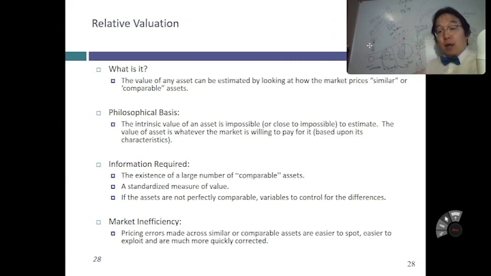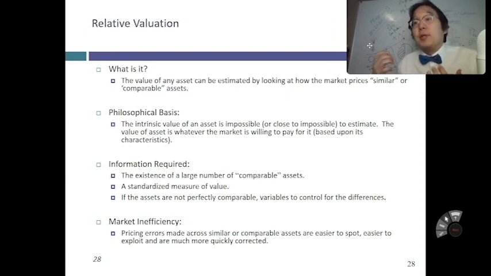If the assets are not perfectly comparable, you need variables to control for the differences. So sometimes the common denominator may be absent. In that case, you have to come up with some other alternative measures, or control for those specific situations. And these kinds of things you're going to learn a little more as we go down the road in the semester. And then the relative valuation, the basic premise is about market efficiency.